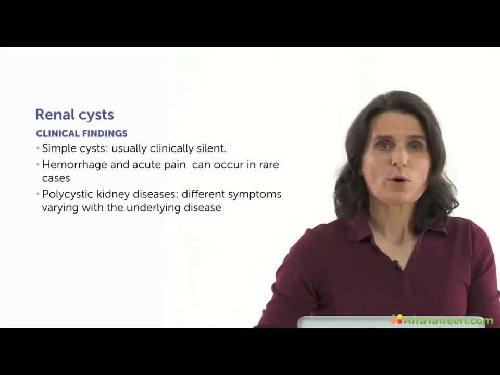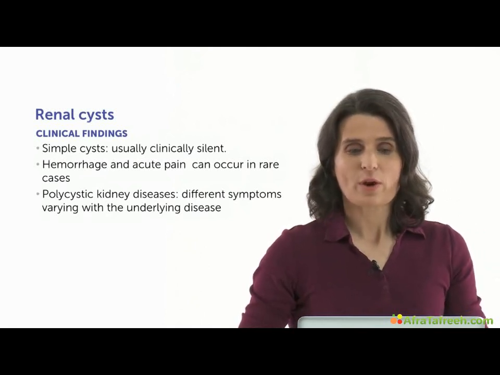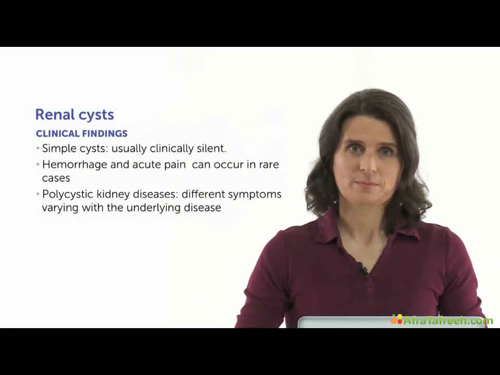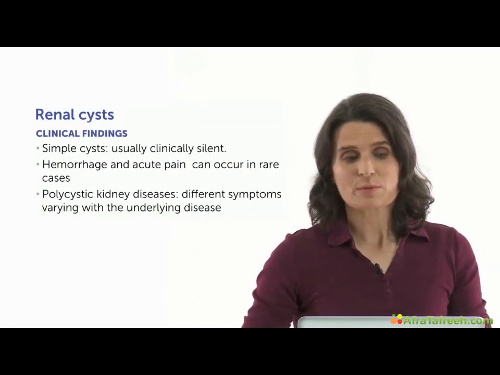It is important to distinguish simple, harmless cysts from complicated cysts, because in these cases there is a risk of malignancy and we need further investigation. Most simple cysts are usually clinically silent, and in rare cases hemorrhage and acute pain can occur. But there are also polycystic kidney diseases, and they can have different symptoms varying with the underlying disease.